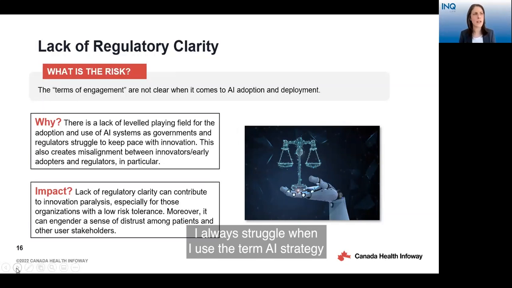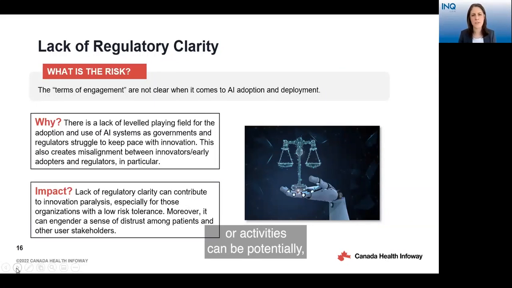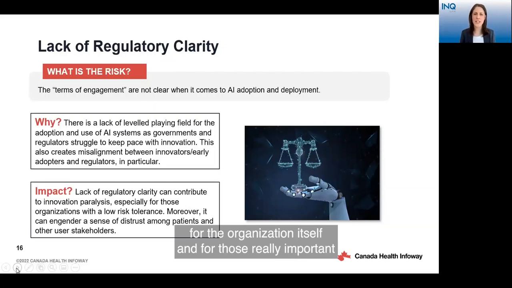I always struggle when I use the term AI strategy because, as we said in an earlier webinar, the point is not to use artificial intelligence for artificial intelligence sake. Absolutely not. It is really to enable and support, augment the talents that you have within your organization and allow each individual to really play to their highest value. So the lower value skills or the lower value tasks or activities can be potentially outsourced, if you will, to an AI system. And that allows your organization to really focus on high value activities for the organization itself and for those really important stakeholders like your patients.